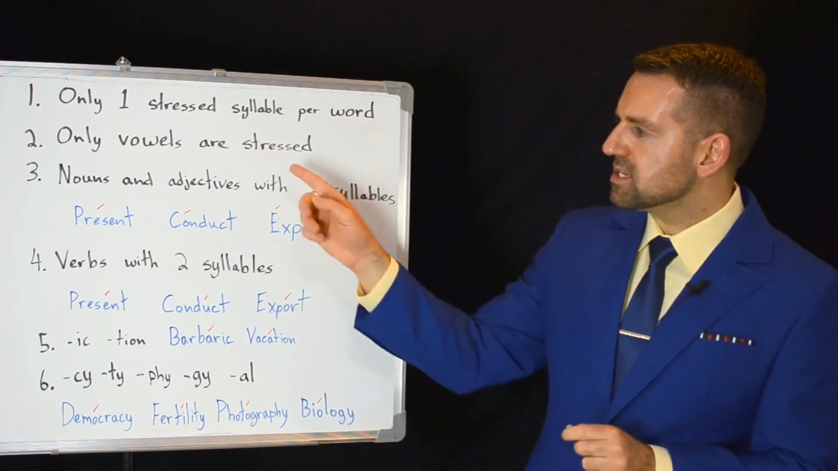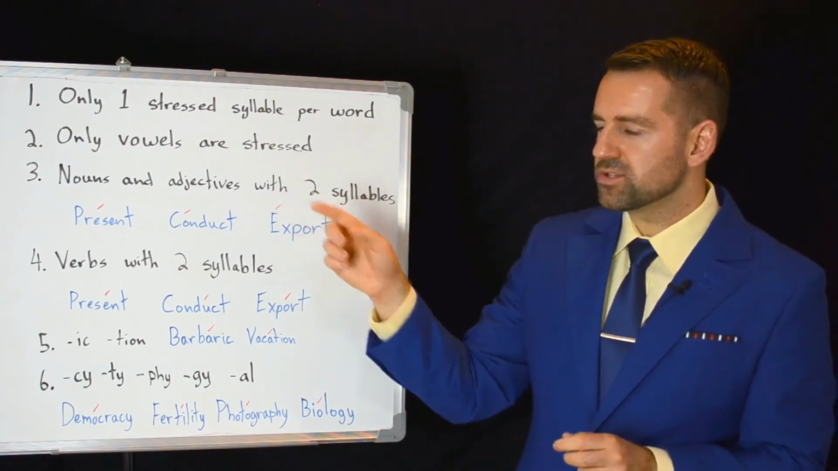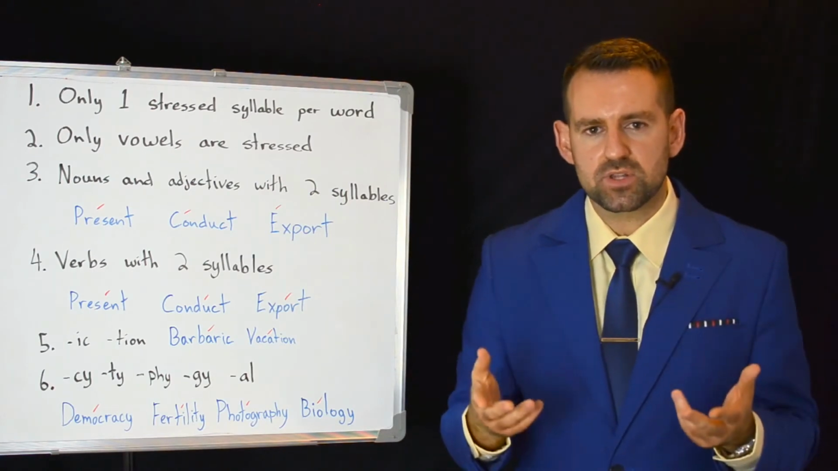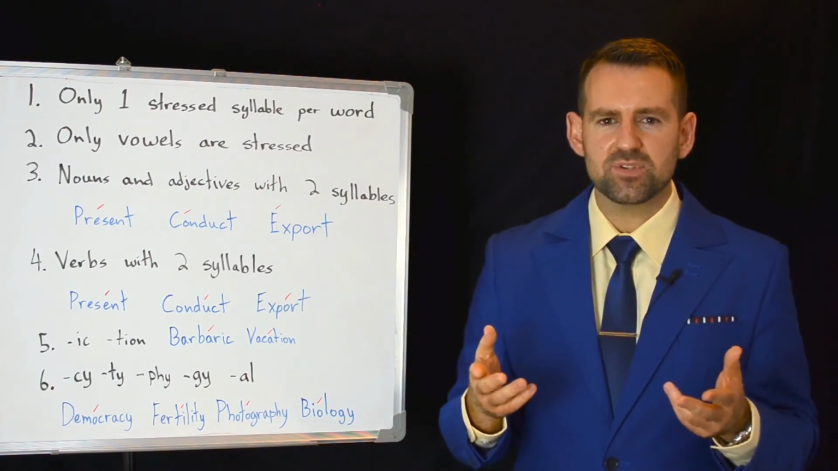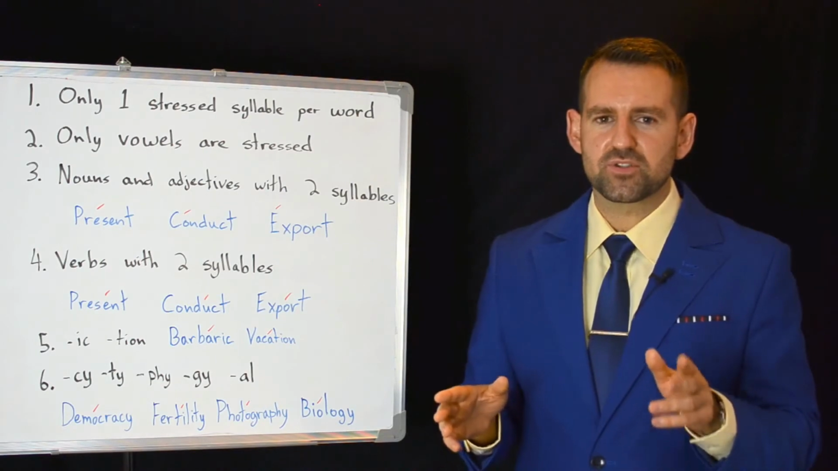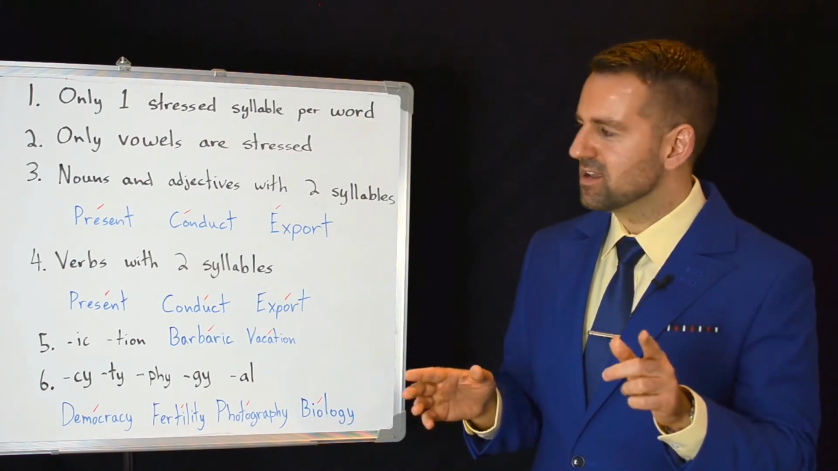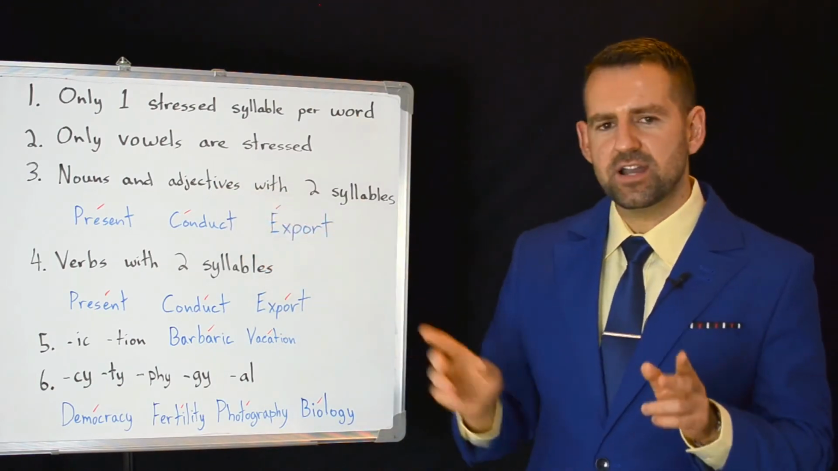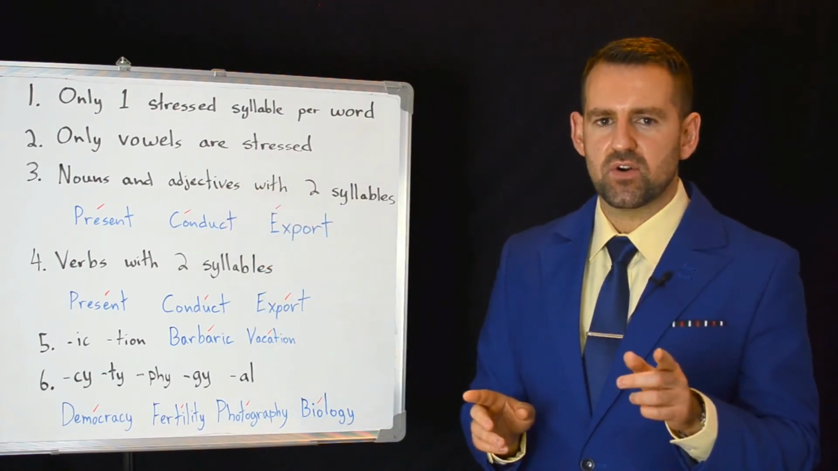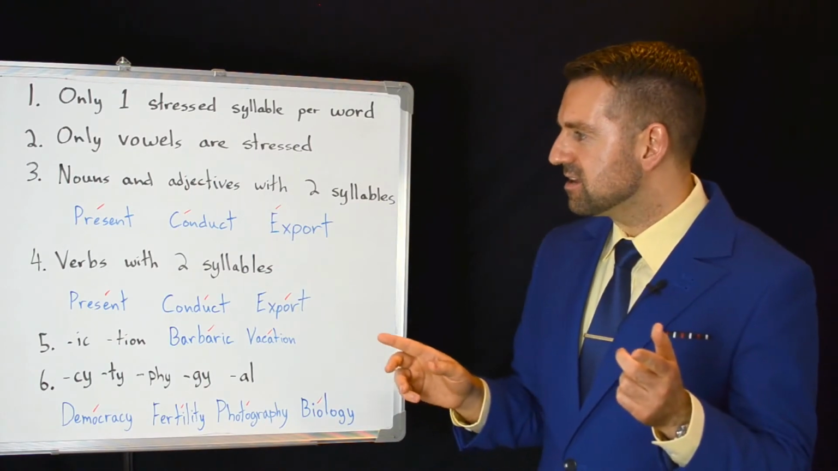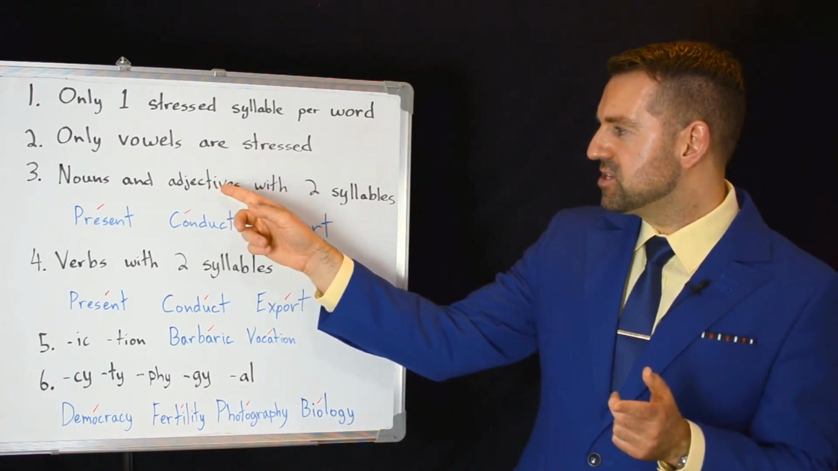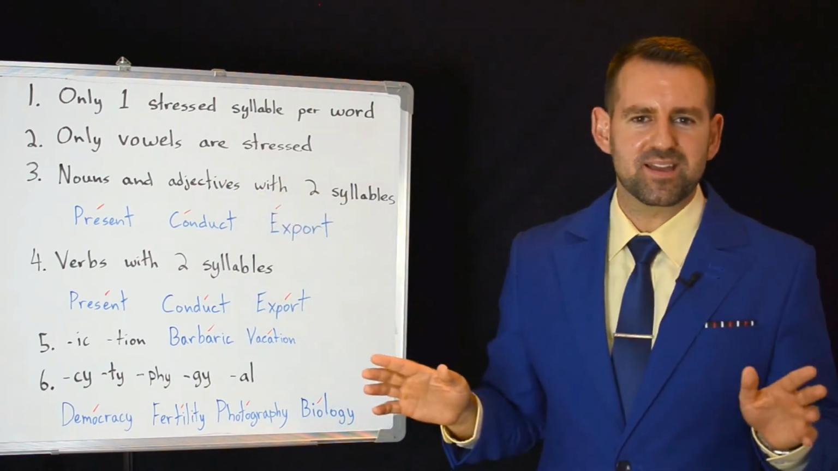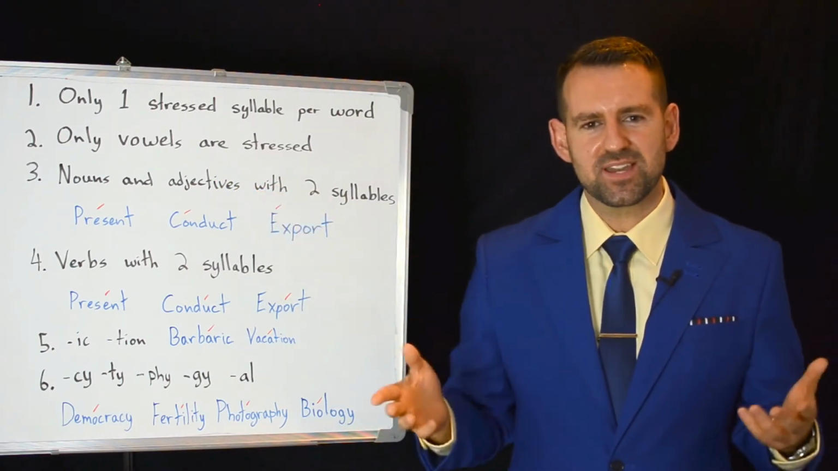Okay, the second tip is only vowels are stressed. This is pretty easy because this is how we naturally talk. It's almost impossible to put the stress on a consonant. So look at this word, adjectives. If I try to put the stress on the T, adjectives, it just doesn't work. It doesn't make sense. It sounds ridiculous.